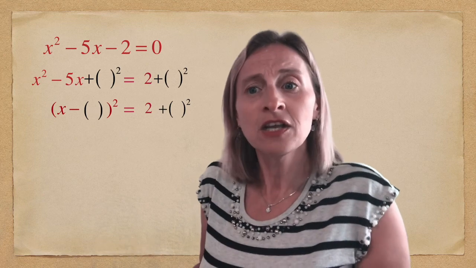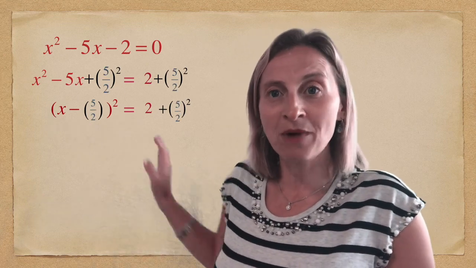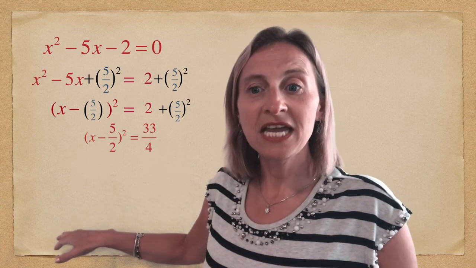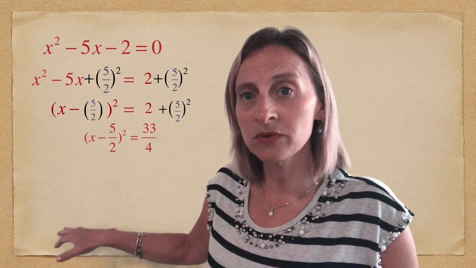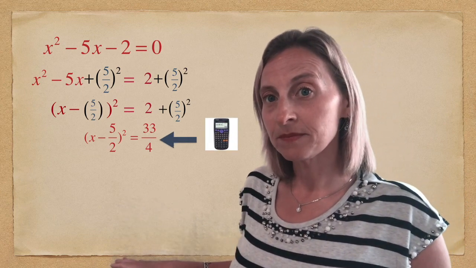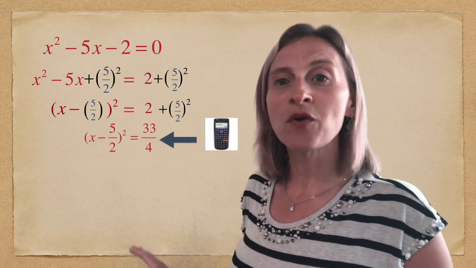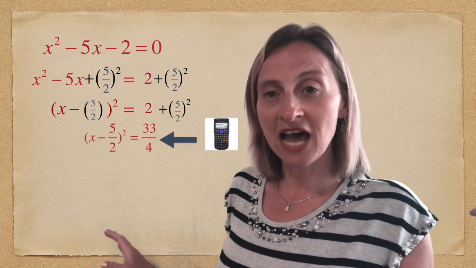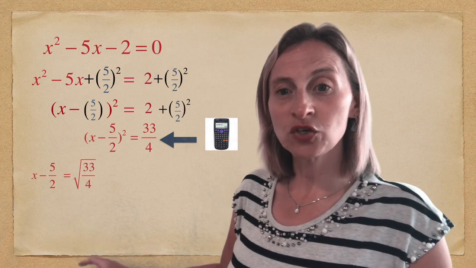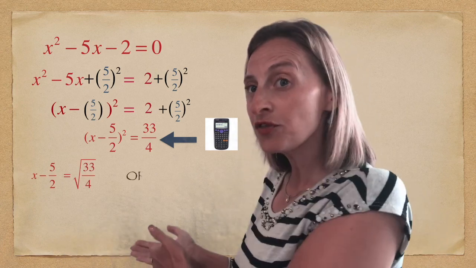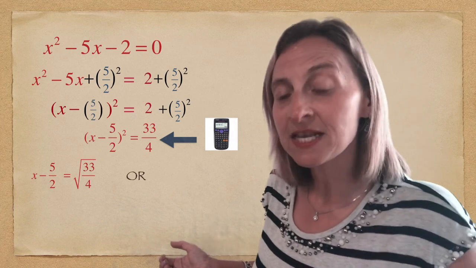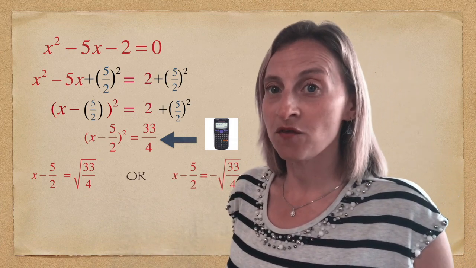We don't need to halve it. Just write 5 over 2 in all the brackets that we've already prepared. And then we write down what's left. X minus 5 on 2 all squared equals, do this bit on the calculator, 33 over 4. Now we need to square root both sides, just like we've done in the last videos. And we're left with x minus 5 over 2 equals the square root of 33 over 4, or x minus 5 over 2 equals minus the square root of 33 over 4.